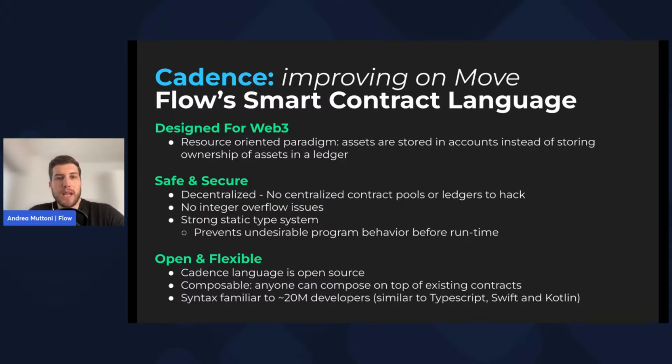Ethereum, for example, follows a ledger-based model where a state of the smart contract is stored in a map, whereas Flow uses a resource-oriented model where things that you create, objects that you create, whether they be NFTs or tokens, are stored in your account. And it addresses everything else. So it's decentralized. There's no integer overflow issues. There's a strong static type system. It's open source. Anyone can compose on top of existing smart contracts. And the syntax is super familiar. As I mentioned, it's similar to TypeScript, Swift, and Kotlin, which pretty much covers the majority of developers around the world.